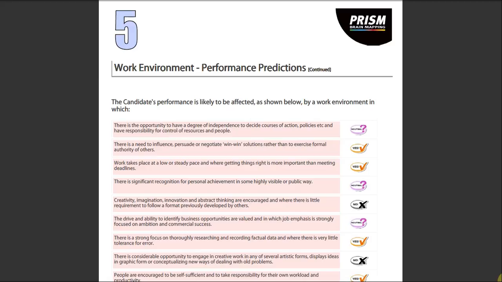So this candidate's performance is likely to be enhanced in a work environment where there is a need to influence, persuade, or negotiate win-win solutions rather than to exercise formal authority over others. And also where work takes place at a low or steady pace and where getting things done is more important than meeting deadlines. Likewise, their performance is likely to be inhibited where creativity, imagination, innovation and abstract thinking are encouraged and where there is little requirement to follow a format previously developed by others.